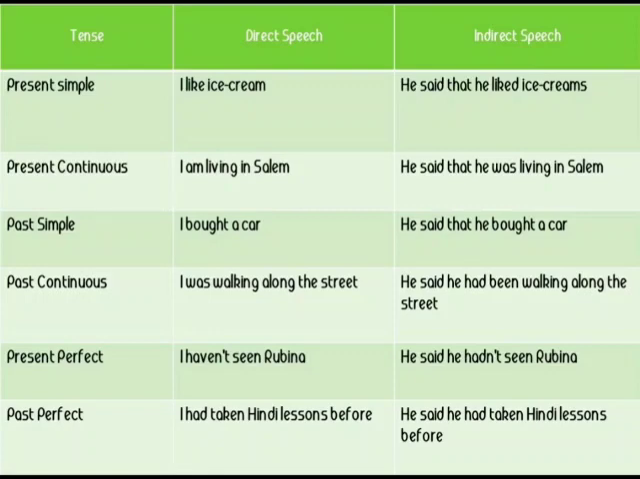Present perfect. I haven't seen Rubina. He said he hadn't seen Rubina. Past perfect. I had taken Hindi lessons before. He said he had taken Hindi lessons before.